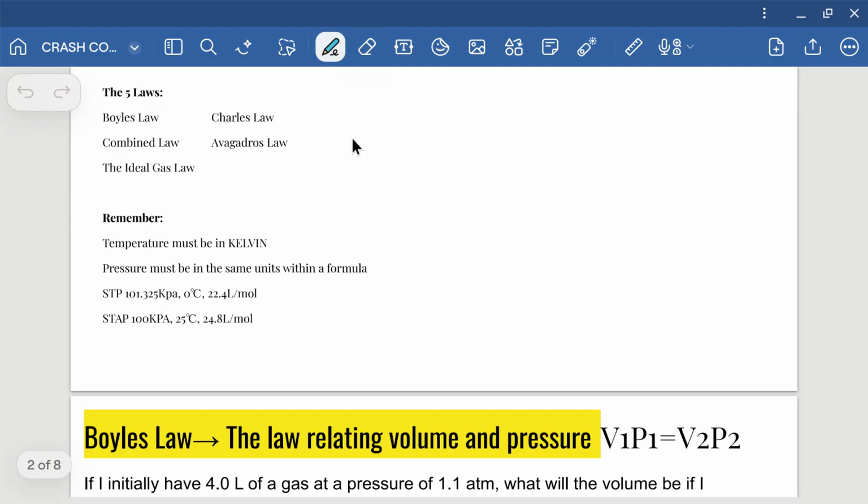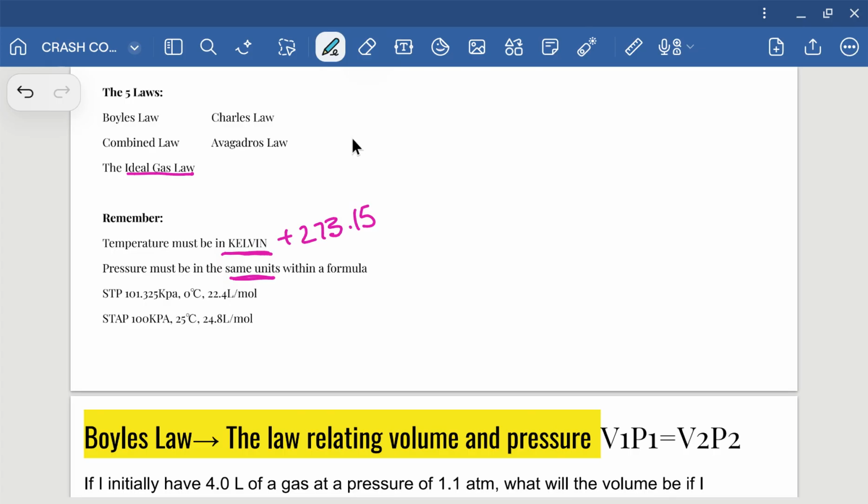A few things you must remember is that temperature must always be in Kelvin. So if you are given degrees Celsius, you just add 273.15 to get to Kelvin. If you are using a formula that deals with pressure, it doesn't really matter what the pressure is in unless it's the ideal gas law, but within the formula, the pressure must have the same units. If you are using the ideal gas law, then the pressure must be in kilopascals.